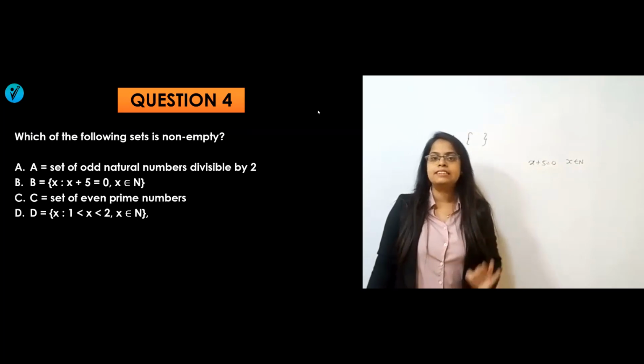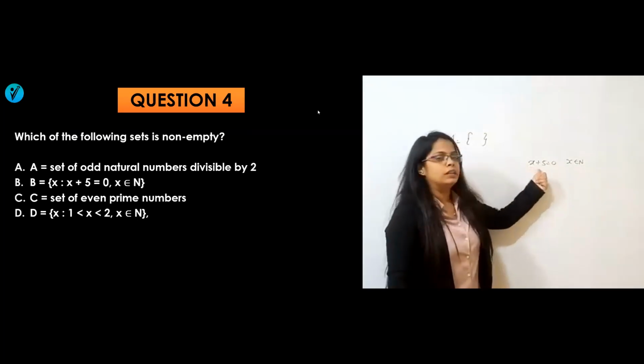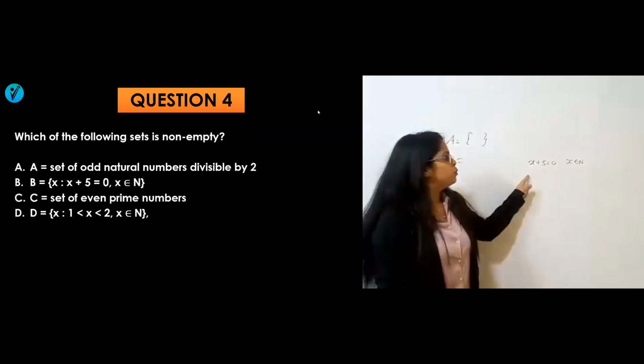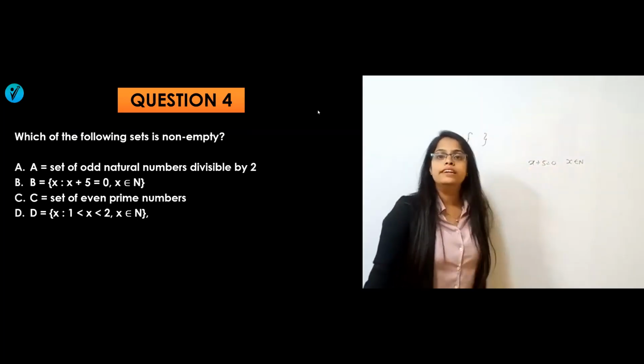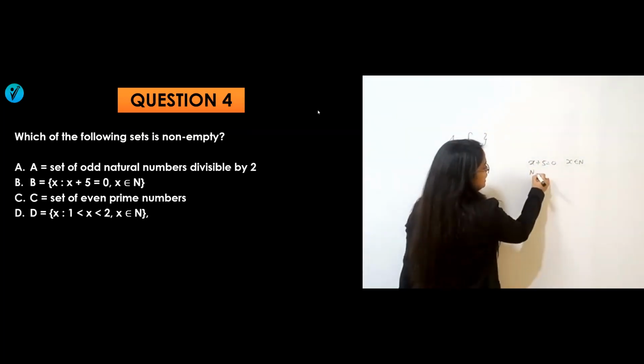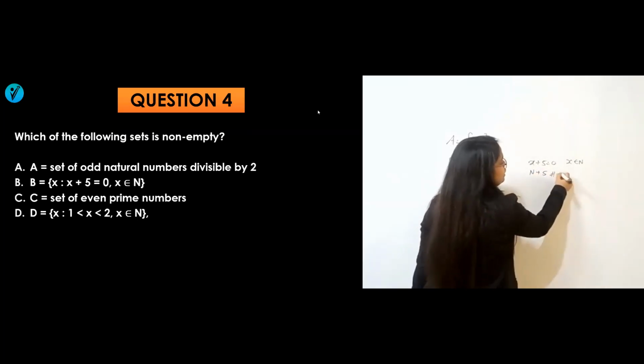Natural number means at least 1. If I substitute 1 here, 1 plus 5 becomes 6. 2 plus 5 will be 7. So it is not equal to 0, right? Any natural number plus 5 is not equal to 0.